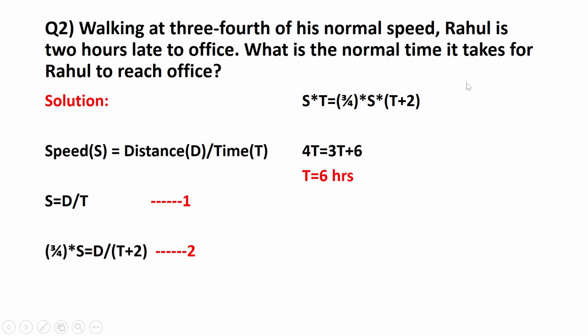What is the normal time he takes to reach the office? So again, speed is equal to distance by time. The normal time is t, so we need to find out t. So S is equal to d by t is the first formula, the general formula.